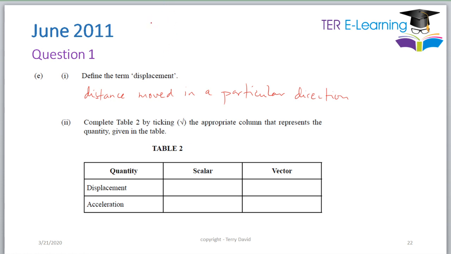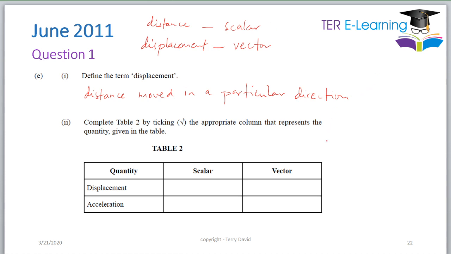So you need to know the difference between distance and displacement. Distance is a scalar quantity and displacement is a vector quantity. But both of them are measured in meters.